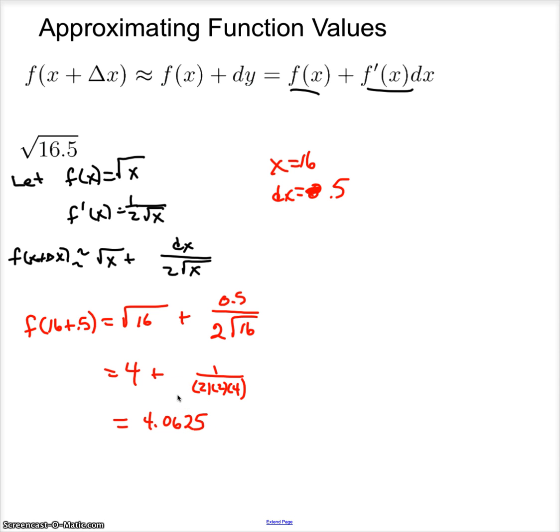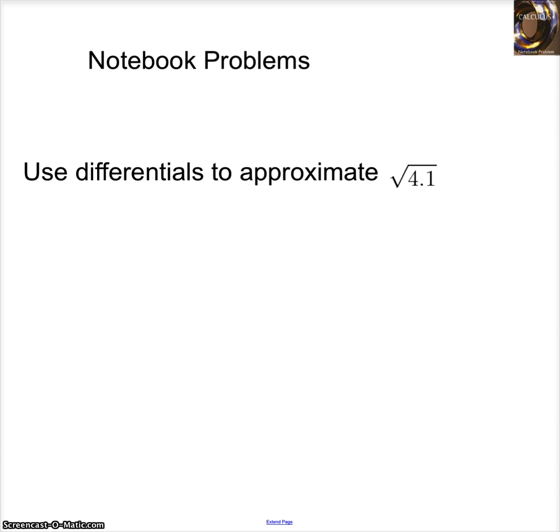So this is 4.0625. Now you may ask yourself, what does your calculator say is the square root of 16.5? And my calculator says it is 4.062019, and so on. All right, so we can get pretty close here. Give it a go. When you're done, turn off the video, finish your homework.